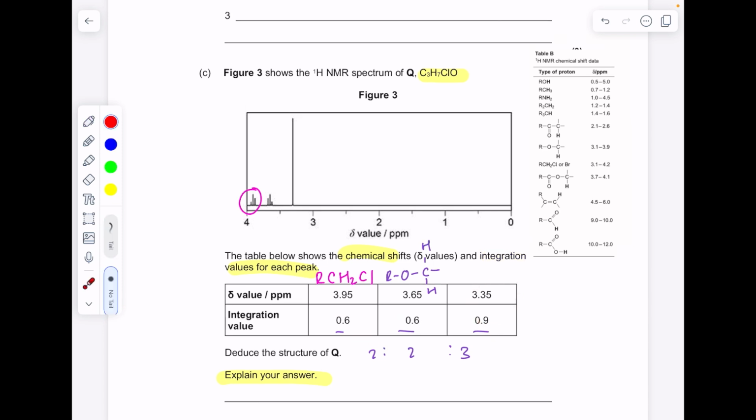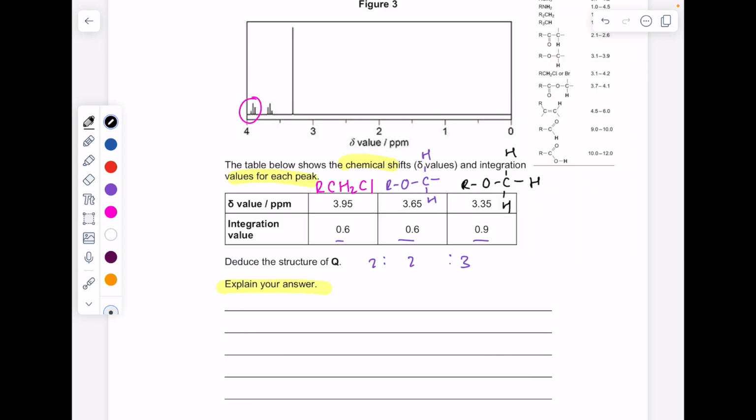And then looking here with this chemical shift of 3.35, it does actually fit as being ROCH again. And that makes sense because obviously that oxygen does need to be bonded to atoms either side of it. And because we have an integration value of 3, that tells me that I have 3 hydrogens in this environment. So now we've worked out the individual pieces, we can start to fit them together in the puzzle.